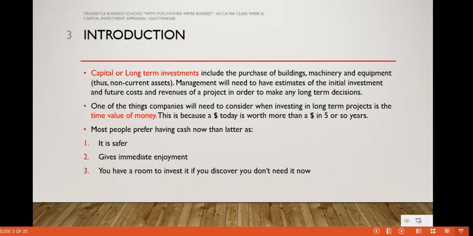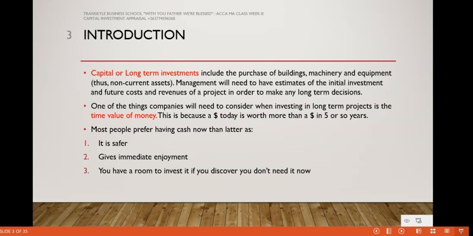Now, capital or long-term investments include the purchase of buildings, machinery and equipment, thus non-current assets. So whenever we are talking of capital investment, we are simply referring to the purchase of long-term assets, that is non-current assets. Management will need to have estimates of the initial investment and future costs and revenues of a project in order to make any long-term decisions.